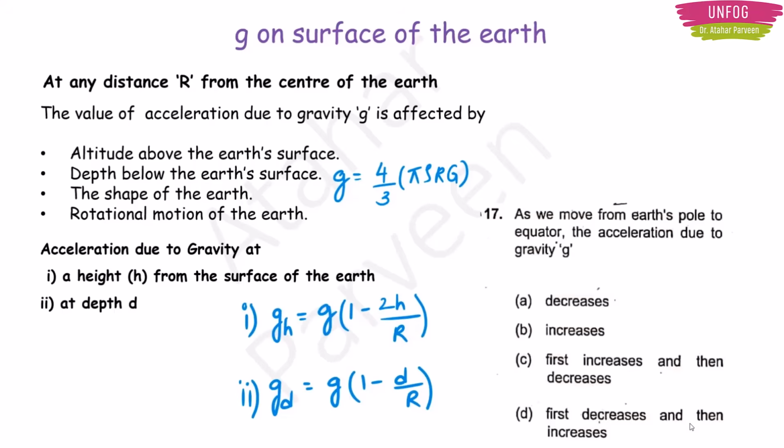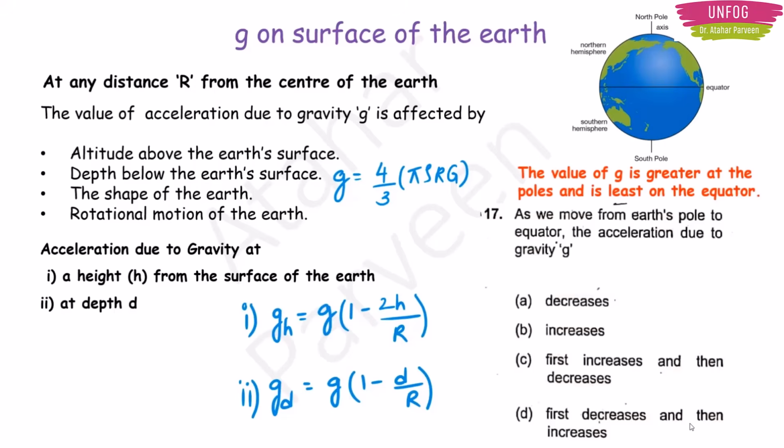Earlier also I told you, right? See, if you see a globe, you can see that poles are at the corners and equator is at the middle. So what will be there in the middle? Height will be 0, right? In the middle of the earth, height will be 0. But at the pole, height will be maximum. And what we are telling, the acceleration due to gravity at height h is directly proportional to the height, right? As the height increases, the gravity also increases. So the value of gravity is greater at poles and it will be least on the equator. So the answer for this question is that as we move from Earth's pole to equator, the acceleration due to gravity decreases. Okay.